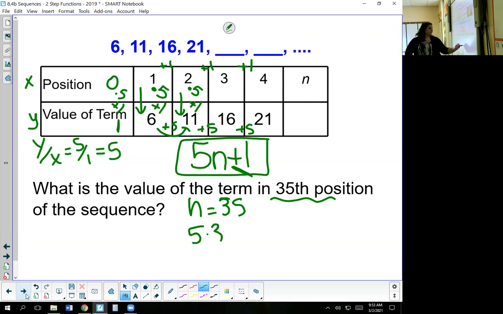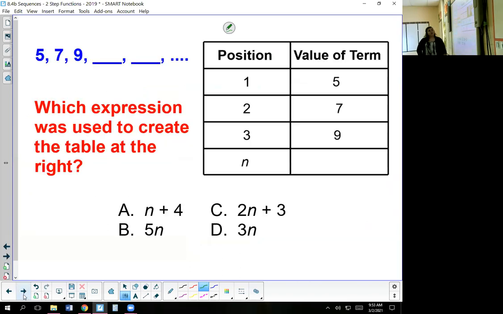So 5 times 35 add 1, whatever that is, that would be your nth term or nth position value. Okay, so again, it might look like this. Which expression was used to create the table at the right? If I'm asking you this, all I'm asking you to see is what is the relationship between your input and your output? What is the rule?